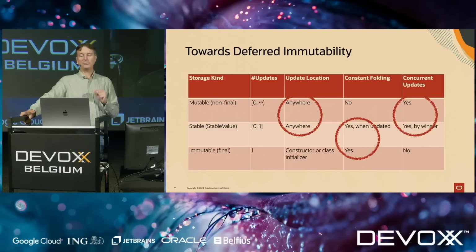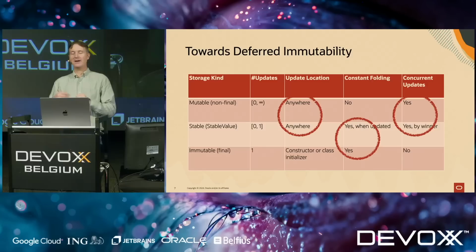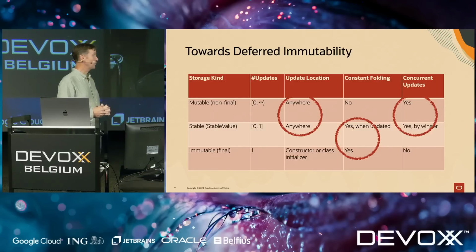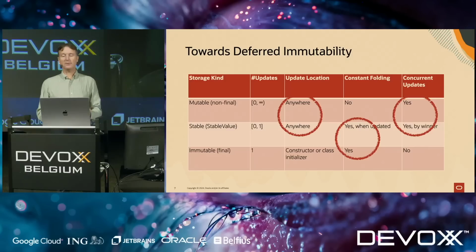And now we introduce a new kind of field type, I would say. We have had final and non-final fields ever since Java 1.0, but now we have a middle alternative, which provides us almost all the benefits of the two of them. We can update it 0 or 1 time. That's the restriction. We can update it from anywhere in our code. We get constant folding, and we can update it from different threads. So I think this would be a perhaps larger addition to Java than you might think from the beginning.